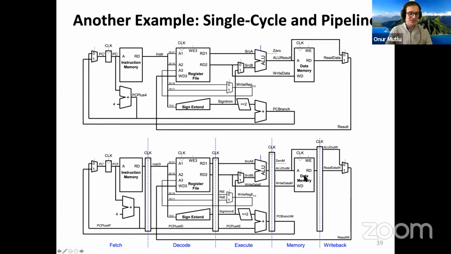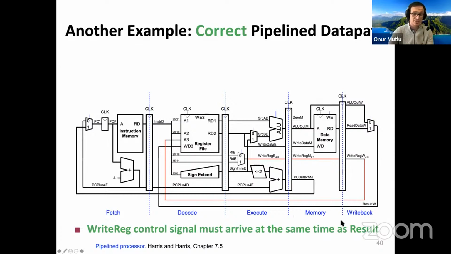If I showed you this picture and asked what the bug in this design is, you should immediately say this write reg should really not come from the execute stage. It should really come from the write back stage, which looks like this. Basically, you need to propagate the destination register ID this way. And also the write enable control signal should come from the write back stage. And again, this is the correct pipeline data path.